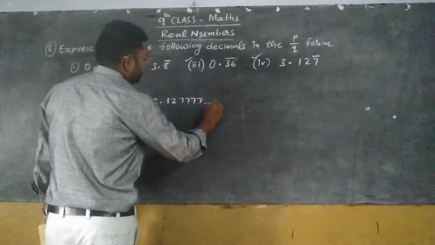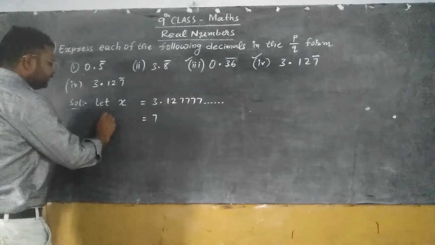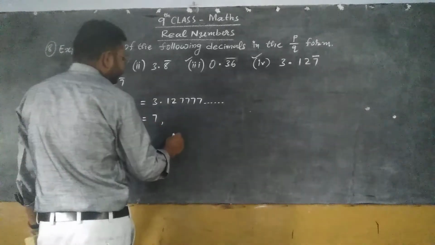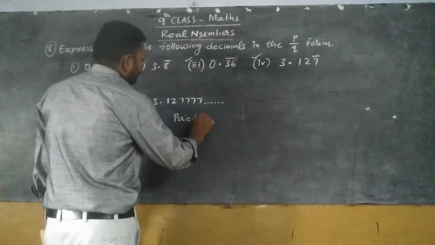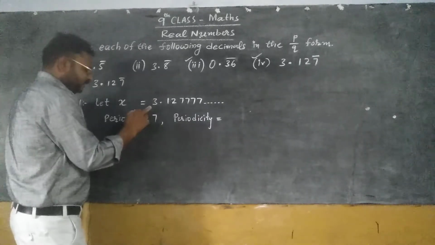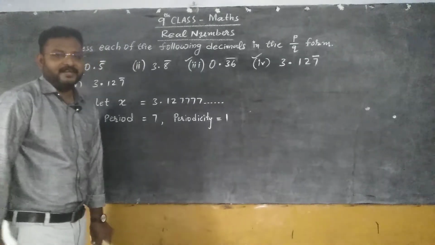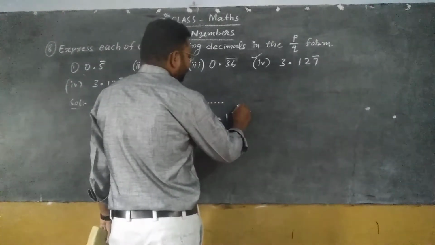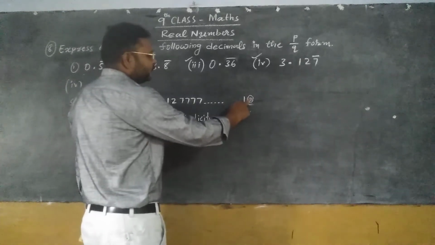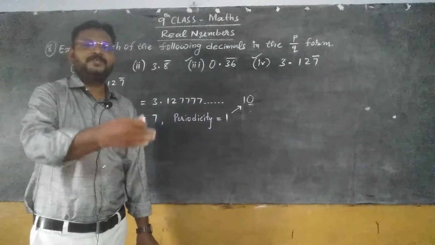7 is the repeated digit here. What do we call the repeated digit? Yes, period. Period is equal to 7. Now periodicity. What is periodicity? Only one digit is repeating, the digit 7 only. So the periodicity will be 1. If periodicity is 1, what number should we take here? 10, because periodicity 1 means one 0. The number which has one 0 is 10. So we take 10.